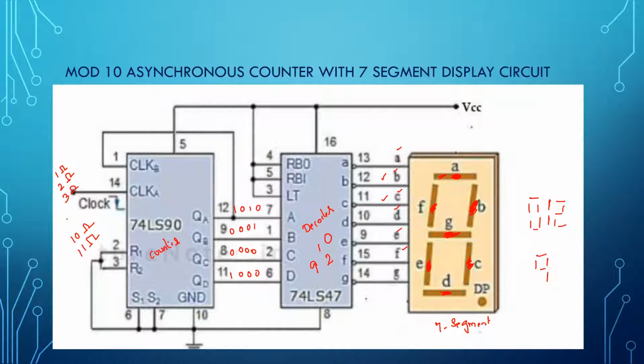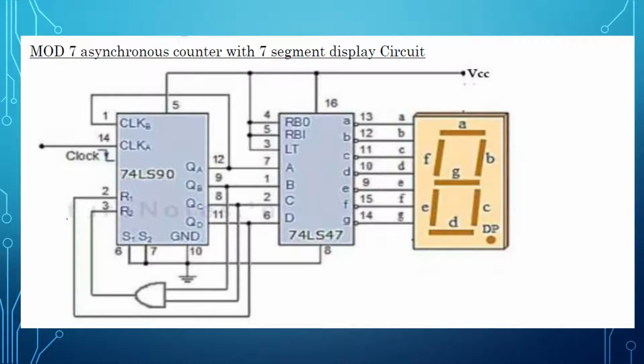Very similarly, with respect to your mod 7 counter, there are slight changes in the circuit connections, but it is all the same. You have the counter IC, the decoder IC and the 7-segment display, which will be displaying the count from 0 to 6. The changes in the connections have to be noted down, which will be shown to you when we are actually demonstrating the experiment.